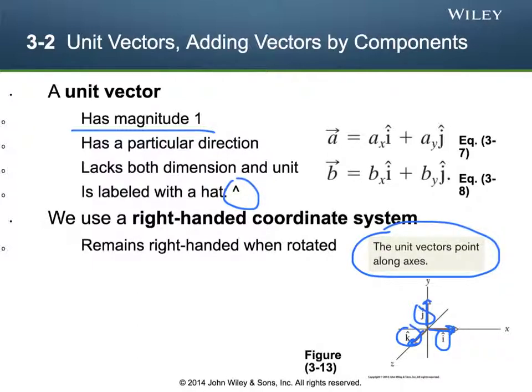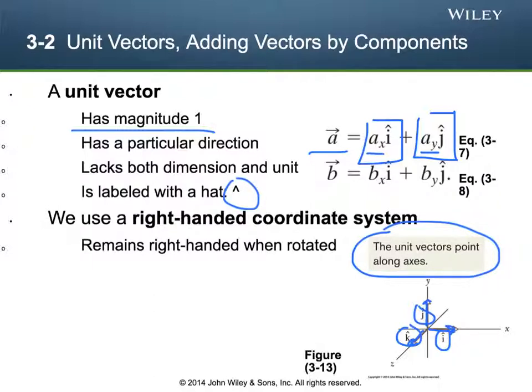So that means we can take any vector, say we have some vector A, and it can be broken up into components along the x-axis and the y-axis, which before we would call A sub x and A sub y for those x and y components. We can now take that number and attach an i hat to it so we know that that is the x component, and attach a j hat and know that it is the y component.